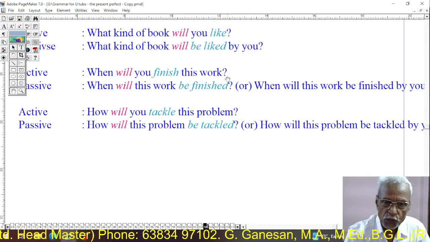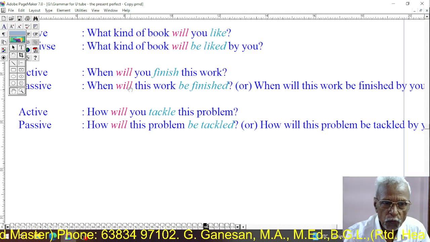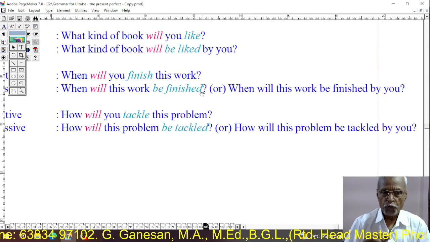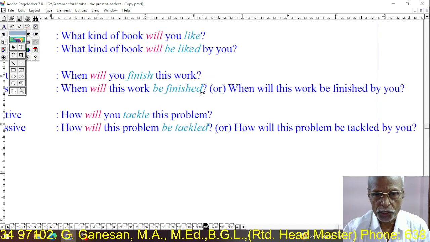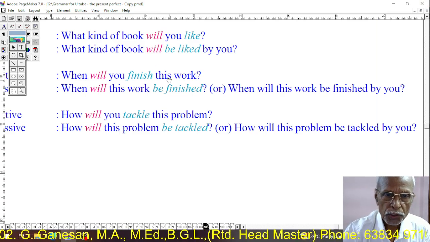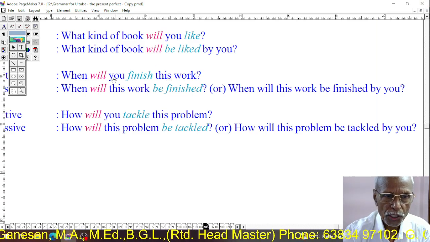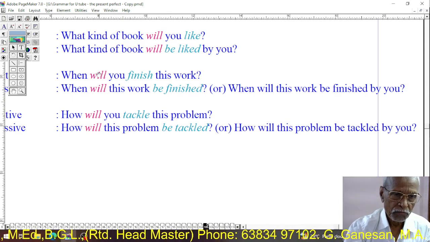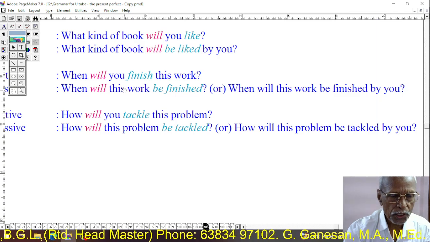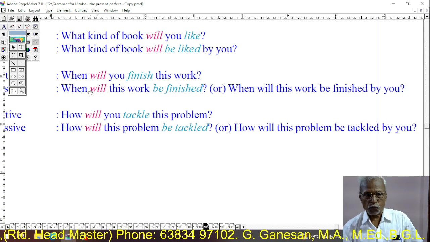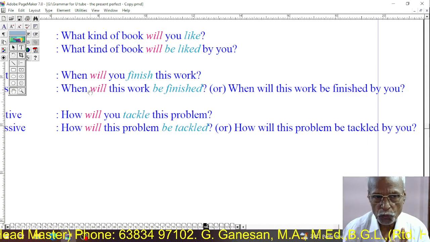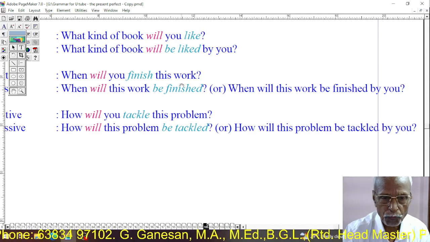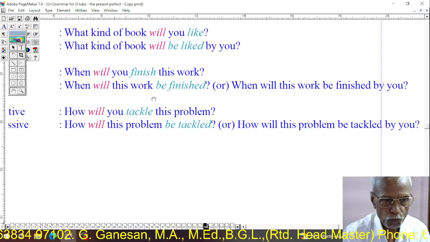When will you finish this work? When will this work be finished? This work is the object, you is the subject; by you is the object in the passive. Finish becomes be finished, past participle plus be.